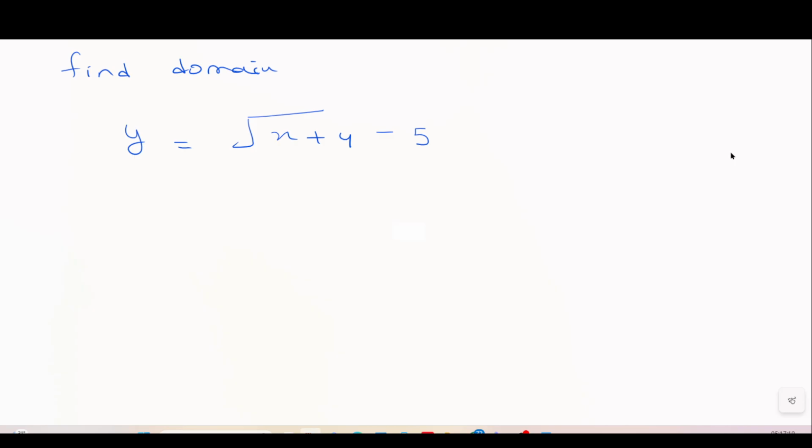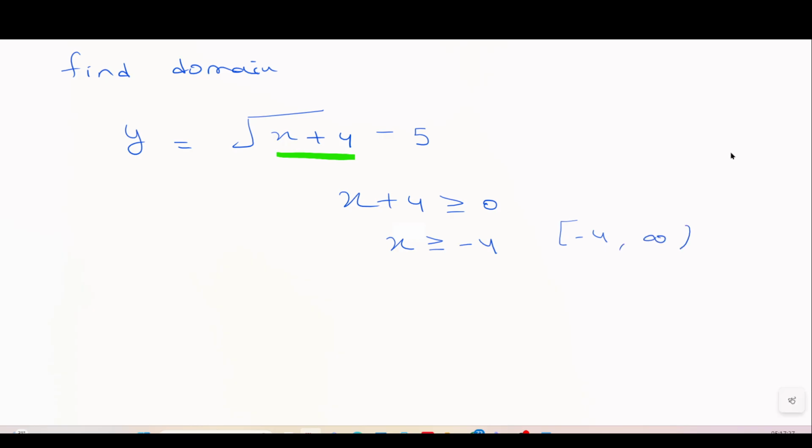Okay. So for domain, whatever is inside the square root should be greater than or equal to 0. Put x plus 4 greater than or equal to 0. Now, what will x be? x will be greater than or equal to negative 4, right? If you solve it, this is what you will get. So domain is from negative 4 to positive infinity.